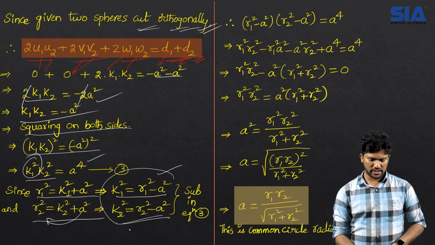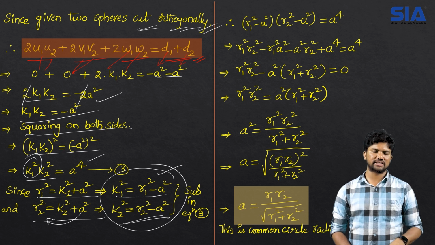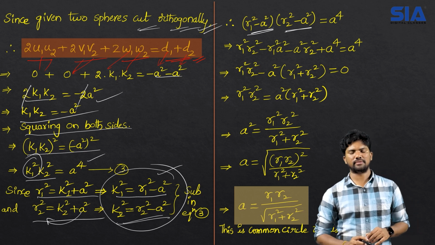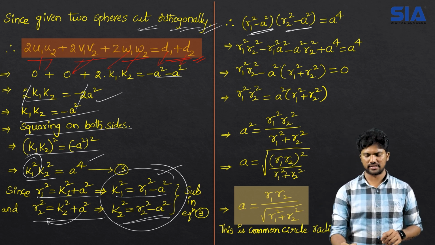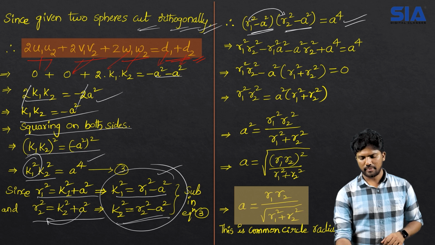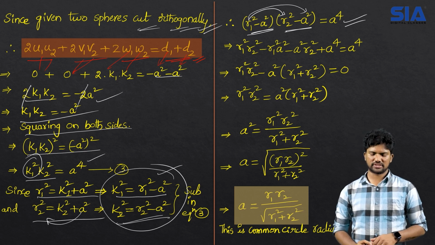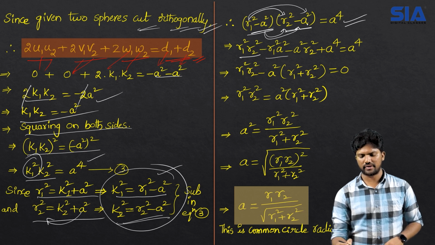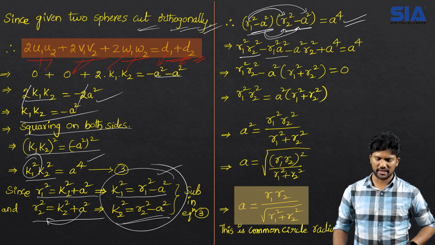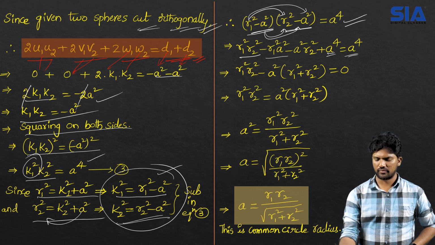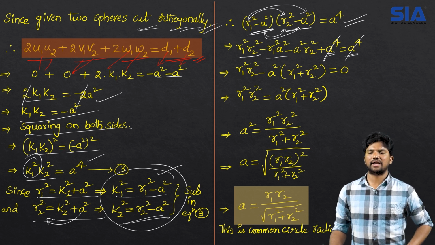Now substitute these k1 square and k2 square in equation number 3 LHS. In place of k1 square we write r1 square minus a square, and in place of k2 square we write r2 square minus a square, equal to the RHS a power 4. Now multiply r1 square with the next factor: r1 square into r2 square, minus r1 square into a square. Next multiply a square with the second factor: minus a square into r2 square, plus a square into a square, a power 4, equal to the RHS a power 4. On both sides we can cancel the a power 4.